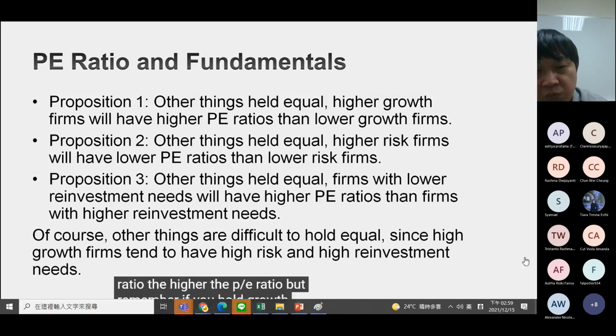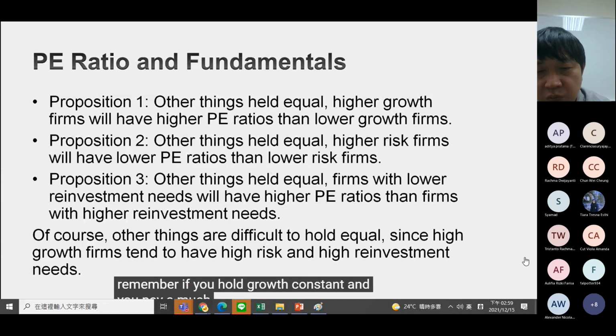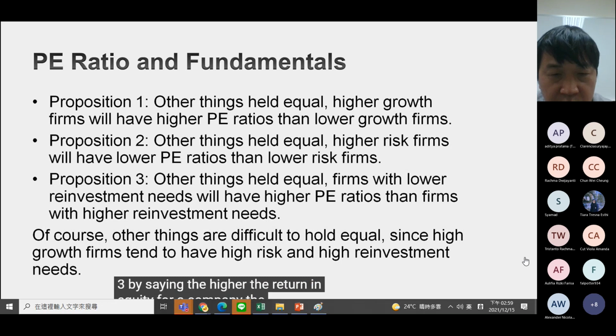But remember, if you hold growth constant and you pay a much higher percentage of your earnings as dividends, you're generating a higher return on equity in your investments. So I would actually restate proposition 3 by saying the higher the return on equity for a company, the more efficiently it's delivering growth, and the higher the PE ratio should be for the company.